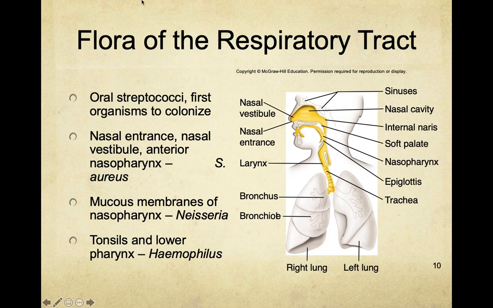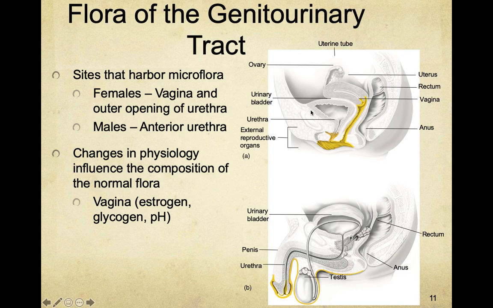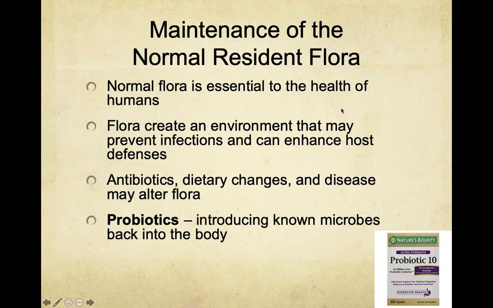So here are a couple of the different bacteria that you can find in the upper respiratory tract and where they're found. Same thing down here: different types of bacteria you're going to find within the gastrointestinal tract.